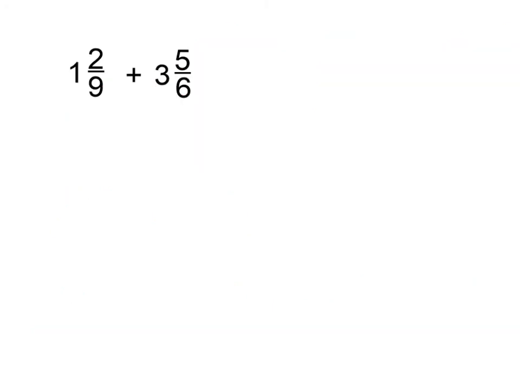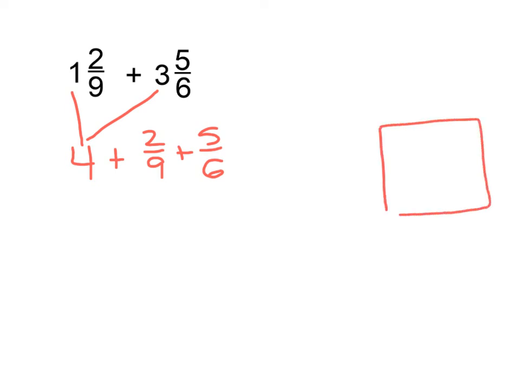All right, step 1. We are going to add the whole numbers. 3 plus 1 is 4. We're going to add 4 plus 2/9 plus 5/6. Now, we've got to have a common denominator for 9 and 6. Now, this one's going to be a little hard to draw. You can absolutely draw it, or you can count by 9s and count by 6s and see where they overlap.